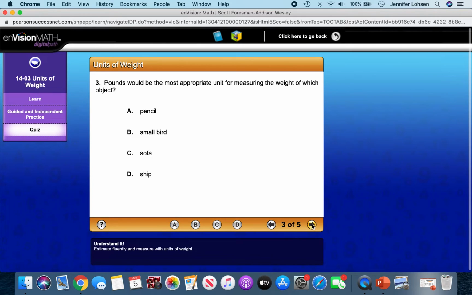Number 3, pounds would be the most appropriate unit for measuring the weight of which object? A pencil, a small bird, a sofa, or a ship.